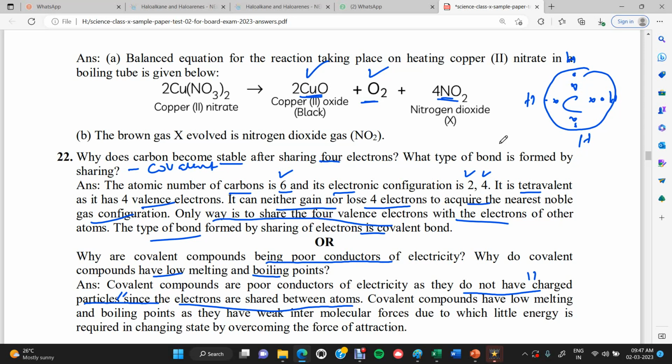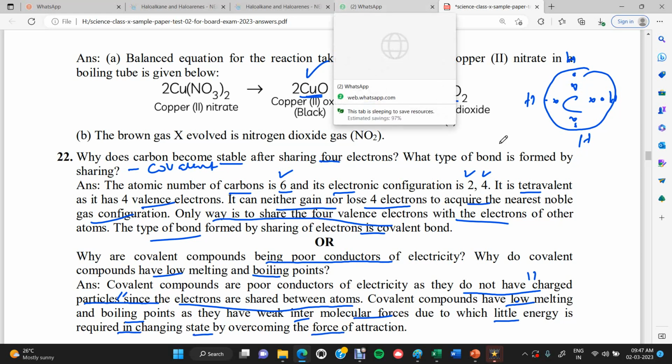And then covalent compounds have low melting and boiling points because they have weak intermolecular forces. Yes, low melting point means it melts quickly. They have weak intermolecular forces, due to which little energy is required to change the state by overcoming the force of attraction. They can be easily melted and easily boiled.